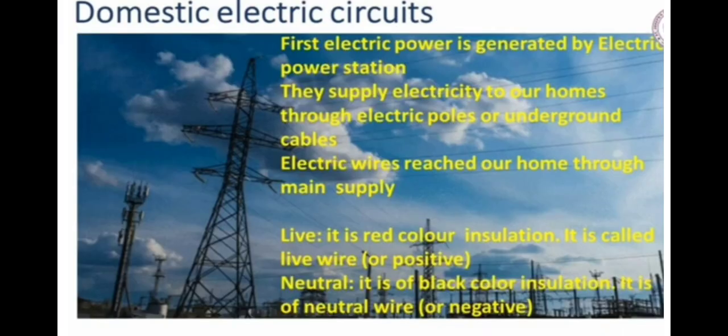Next, domestic electric circuit. First, electric power is generated by an electric power station. They supply electricity to our homes through electric poles or underground cables. Electric wires reach our home through the main supply. Here it has a live wire and a neutral wire. It has a red color insulation. It is called live wire or positive. Next, neutral has a black color insulation. It is the neutral or negative.